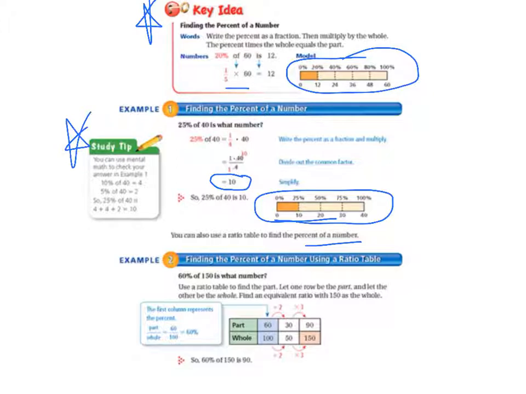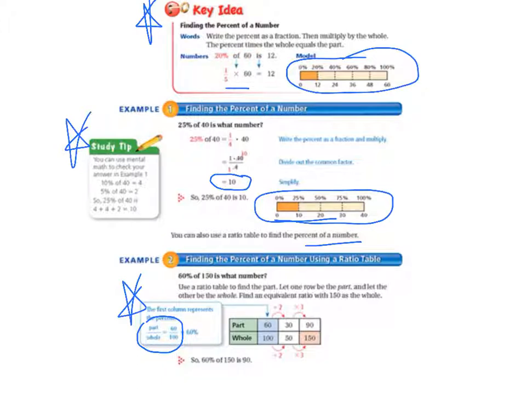60% of 150 is what number? So we'll use a ratio table to find the part. Let one row be the part and let the other be the whole. And we'll find an equivalent ratio with 150 as the whole. So let's look at the blue box over here. It says the first column represents the percent. So we remember that part to whole is what our fraction is, so 60 out of 100 equals 60%.